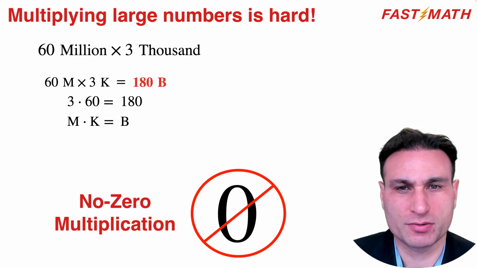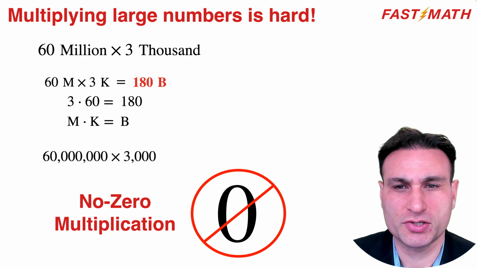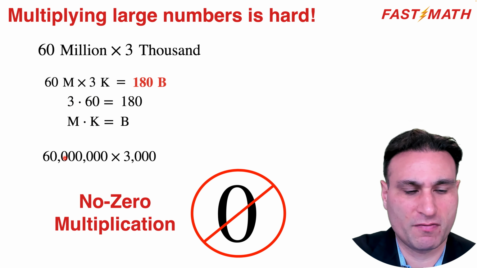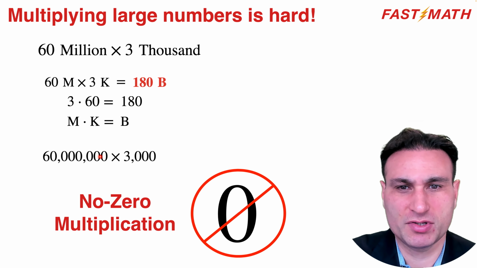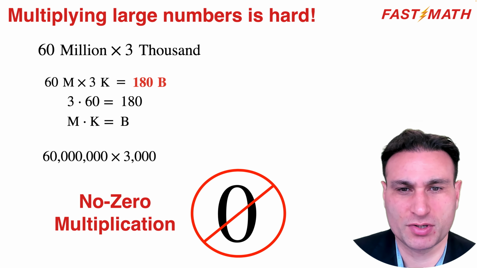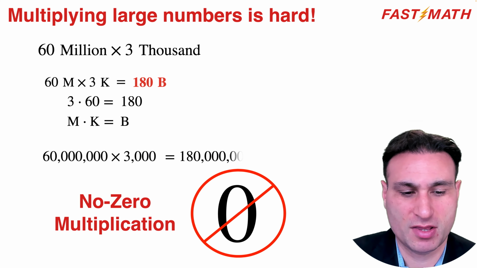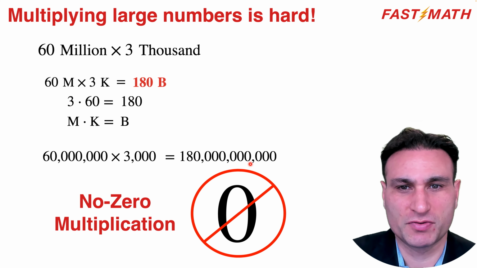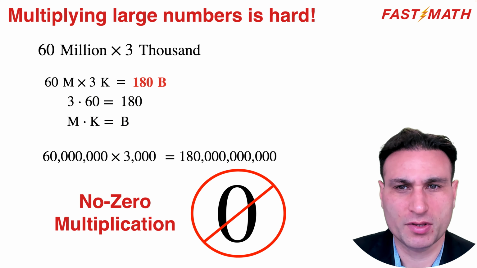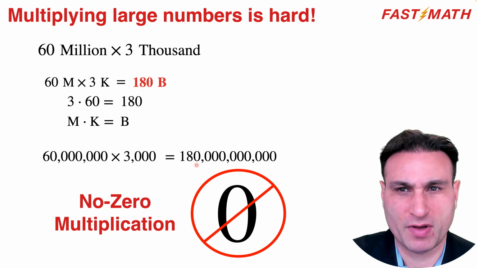We don't count zeros. If you write the calculation with all the zeros, you'd have this: 6 with 7 zeros and 3 with 3 zeros. And most people solve this by counting zeros and find that the final result is this: 18 with a bunch of zeros. Even interpreting this result visually is difficult, as you have to count the zeros to determine the value. If you did so, you'd find the answer is 180 billion, just like we found with no-zero multiplication.